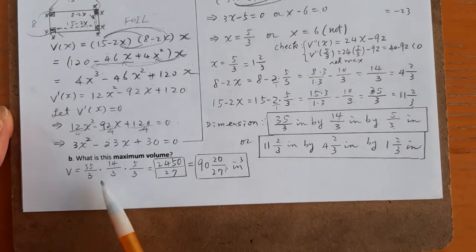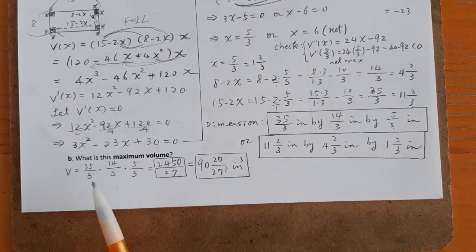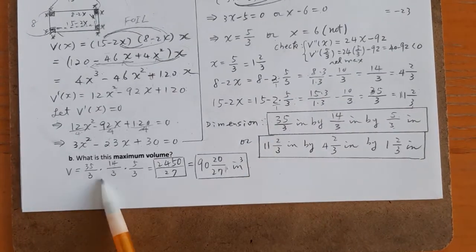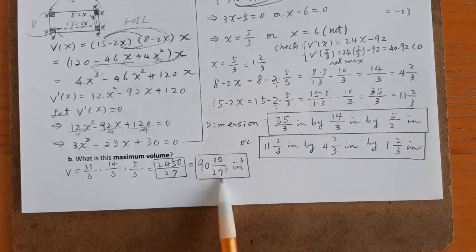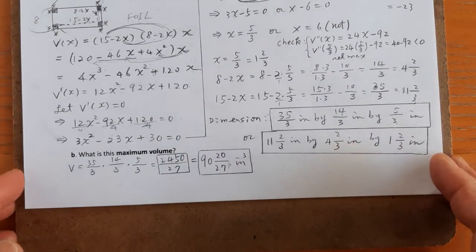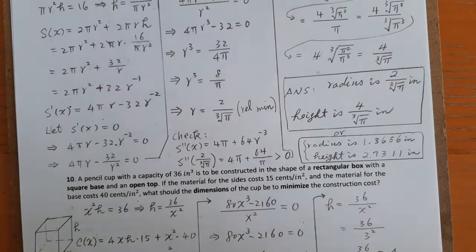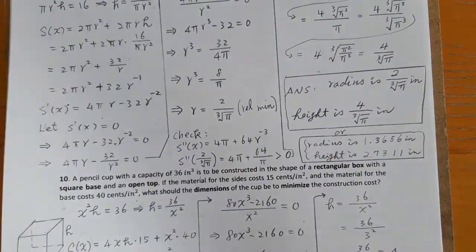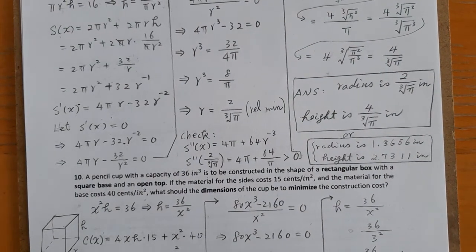Then what is their maximum volume? Maximum volume will be length times width times the height. So 35/3 times 14/3 times 5/3. Multiply together and put it in mixed number, in inches cubed. That's the maximum volume. That's question 8. Then next one. Question 9, we have 14 questions in total.